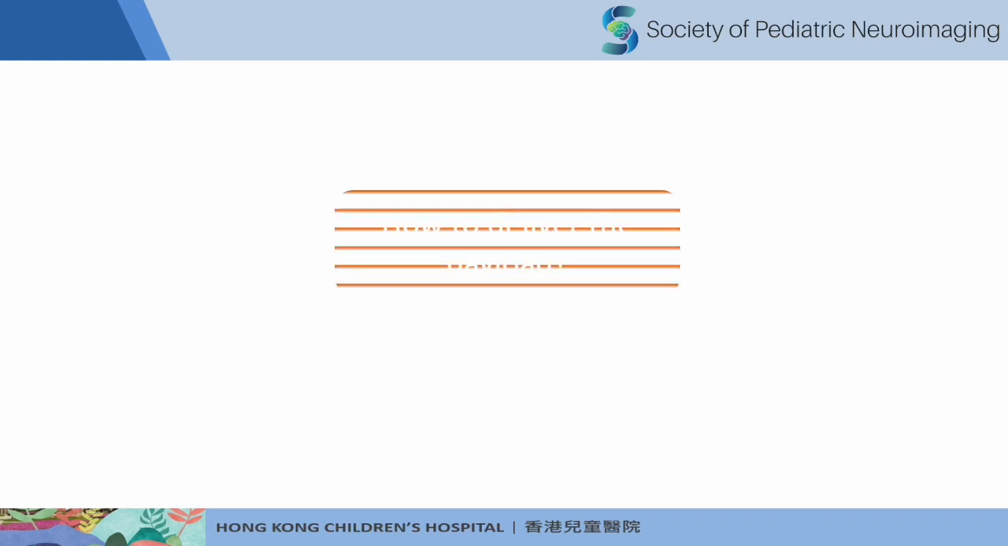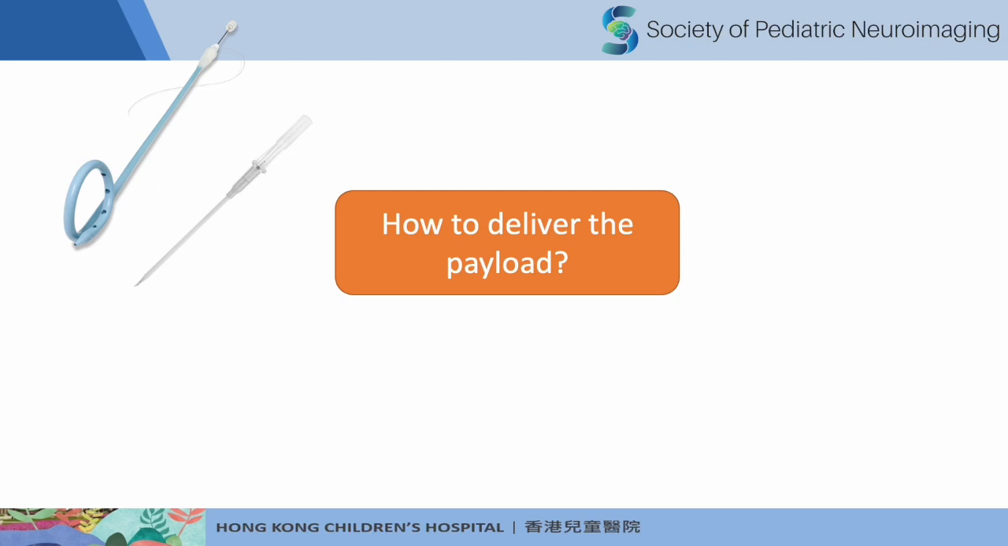Now, how to deliver the payload? There's a large variety of ways you can deliver it. For macrocystic lymphatic malformation, my go-to will be a 16-gauge angiocath, or if you can put a pigtail catheter in the lesion, that would be great. You can put the pigtail catheter in, drain the lesion, and then instill your sclerosant.